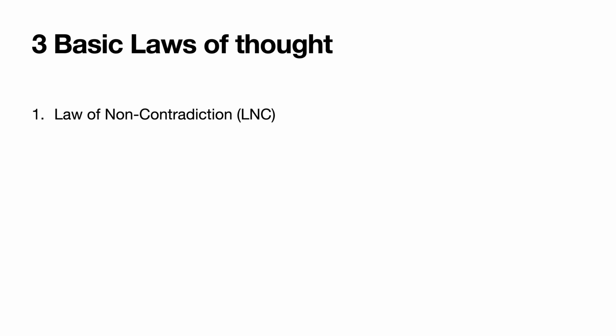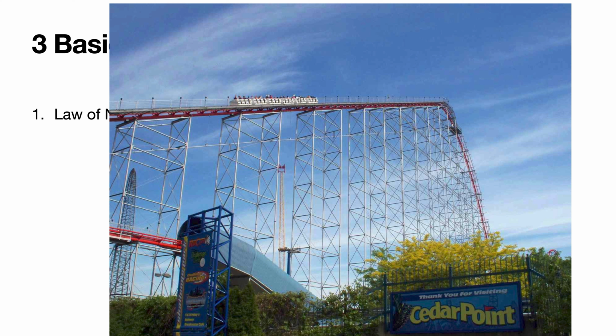Put another way, a proposition cannot be both true and false. It can only be exclusively one or the other. For instance, the proposition "Magnum XL 200 at Cedar Point is over 200 feet tall" cannot be both true and false. If it could, then this would mean the ride is both greater than 200 feet tall and less than or equal to 200 feet at the same time. And we would often say, this is absurd, this cannot be.